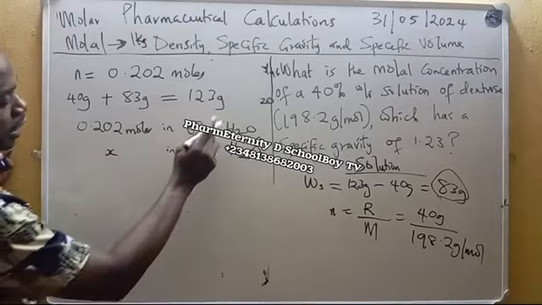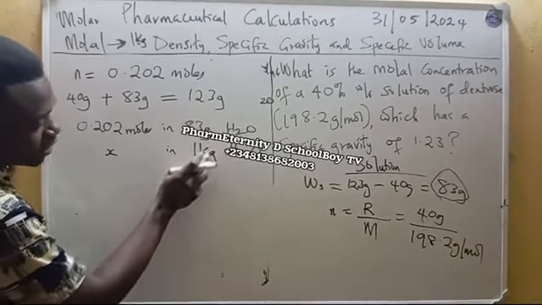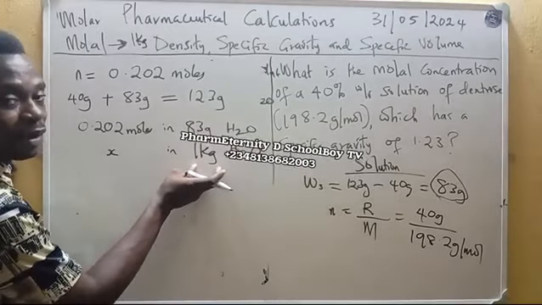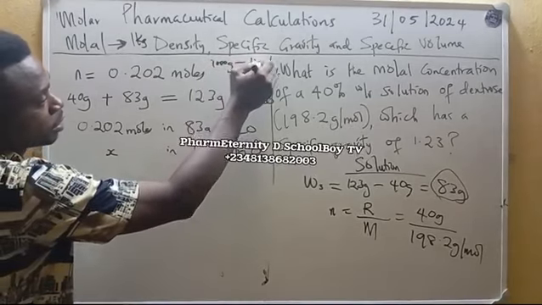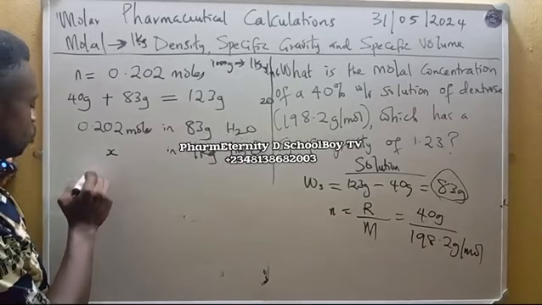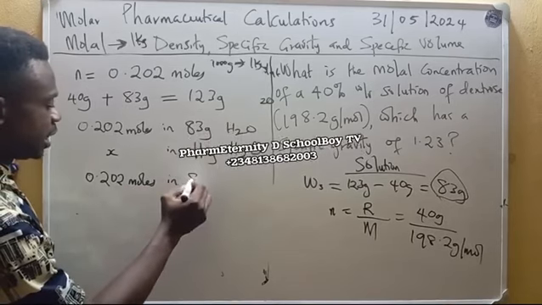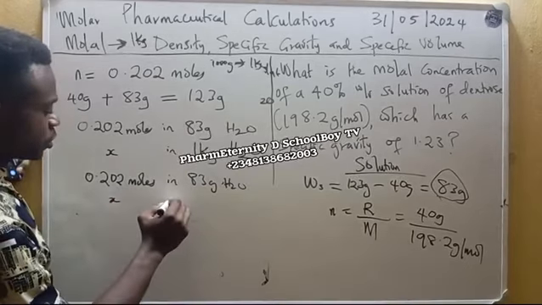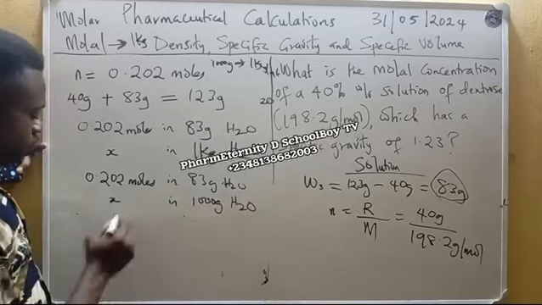We don't know. This and this are weights, but they should be in the same units. So we'll move this to gram. There are 1,000 grams in 1 kilogram. So we replace this 1 kilogram with 1,000 grams. So anywhere we see kilogram, we put 1,000 grams. So here we'll do it again: 0.202 moles of dextrose in 83 grams of water. How many moles of dextrose will be in 1,000 grams of water? We don't know, we call it X.